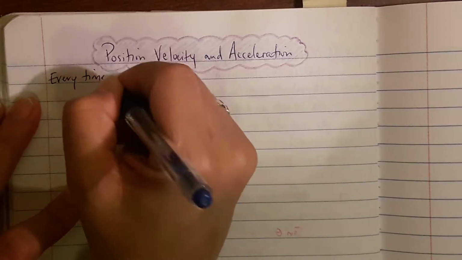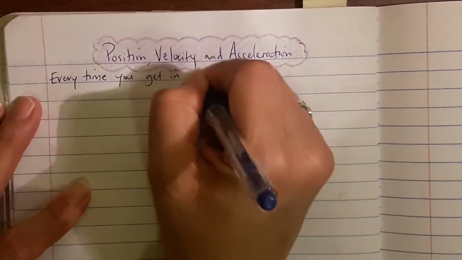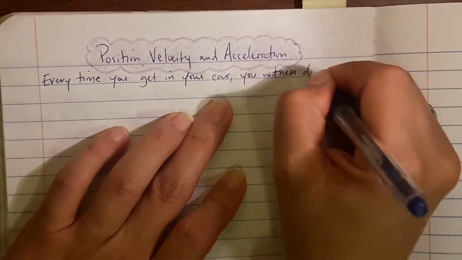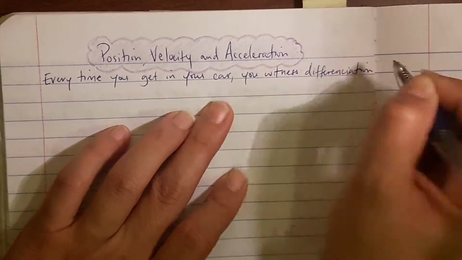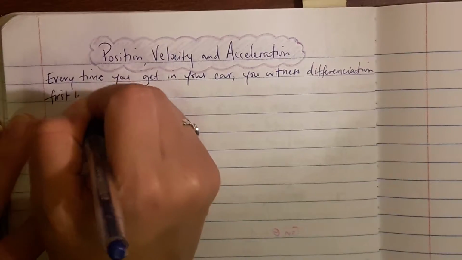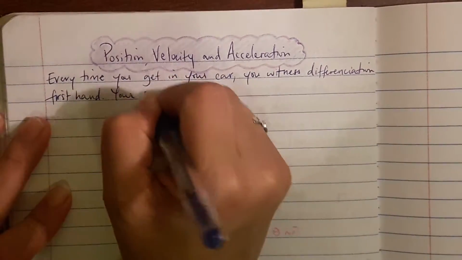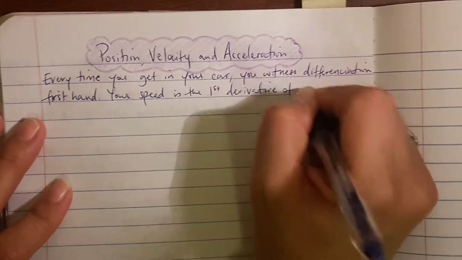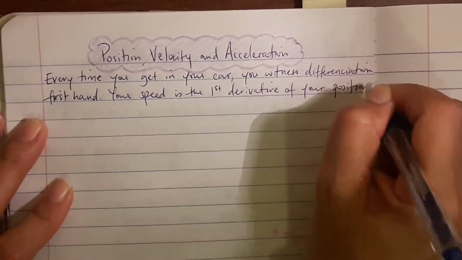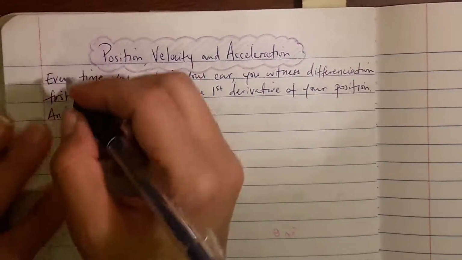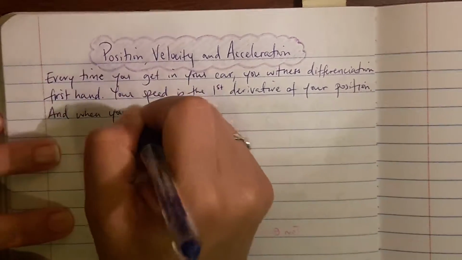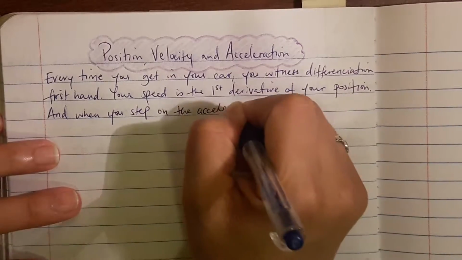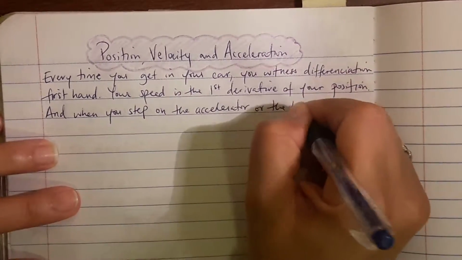Every time you get in a car, you witness differentiation firsthand. Your speed is the first derivative of your position. And when you step on the accelerator or the brake, in other words, deaccelerating, you experience the second derivative.